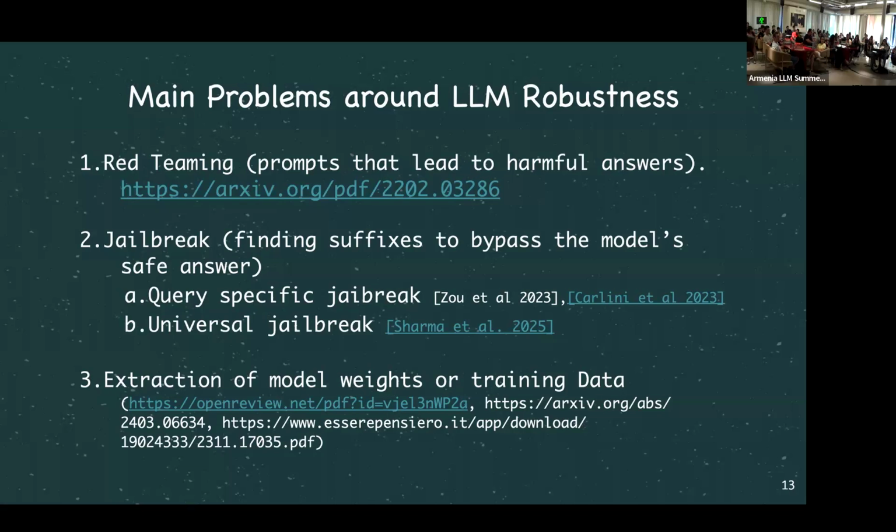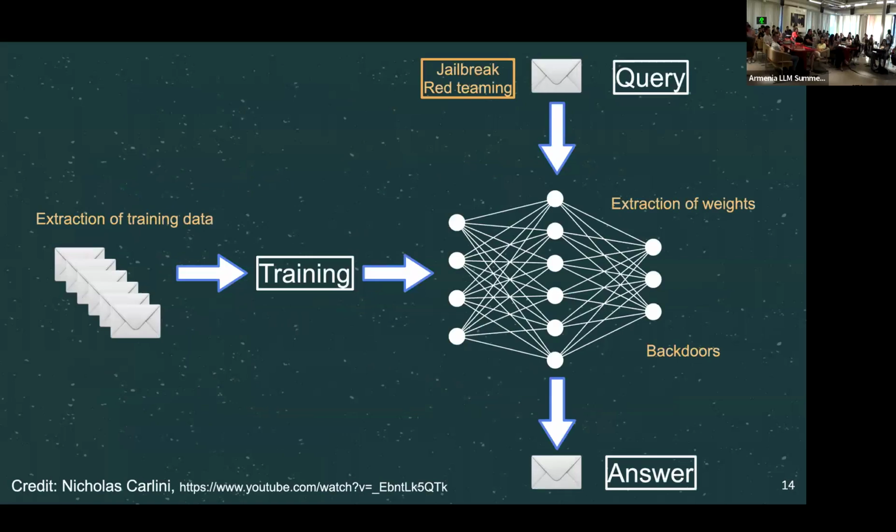And also extraction of training data. That's a very important one, because if you have protected data, as you saw in the talk about privacy yesterday, you don't want people to be able to extract the data that has been used to train the model. As a big summary, this picture now would make more sense.